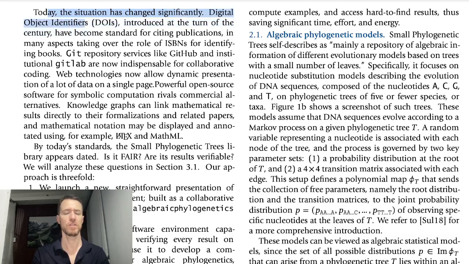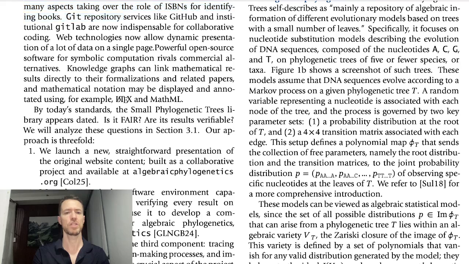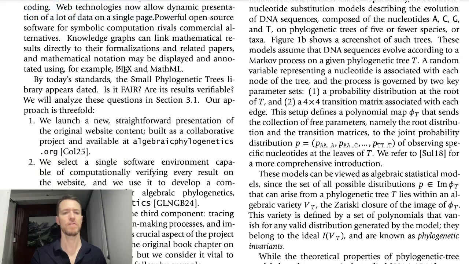Digital Object Identifiers, or DOIs, introduced at the turn of the century, have become standard for citing publications, in many aspects taking over the role of ISBNs for identifying books. Git repository services like GitHub and institutional GitLab are now indispensable for collaborative coding. Web technologies now allow dynamic presentation of a lot of data on a single page. Powerful open-source software for symbolic computation rivals commercial alternatives. Knowledge graphs can link mathematical results directly to their formalizations and related papers, and mathematical notation may be displayed and annotated using, for example, LaTeX and MathML.